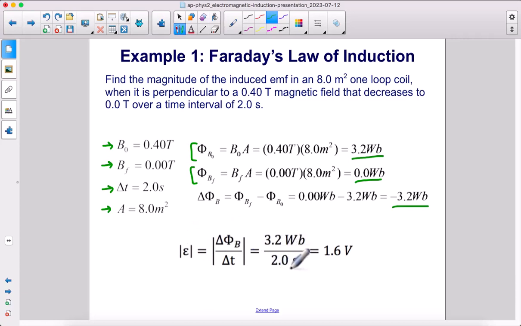The time over which that change happens is 2 seconds. Therefore, we have an EMF of 1.6 volts. It's as though that loop has a battery connected to it of 1.6 volts, right? So you're going to get a current due to that voltage there.